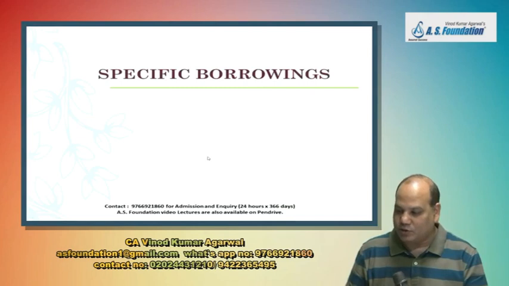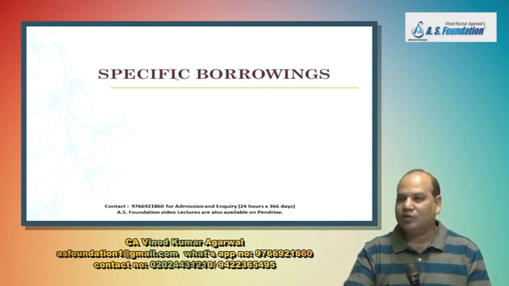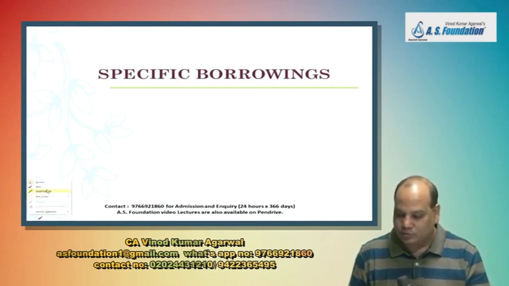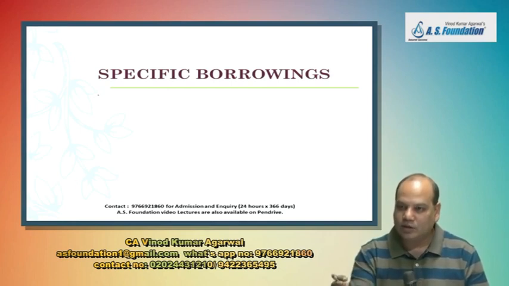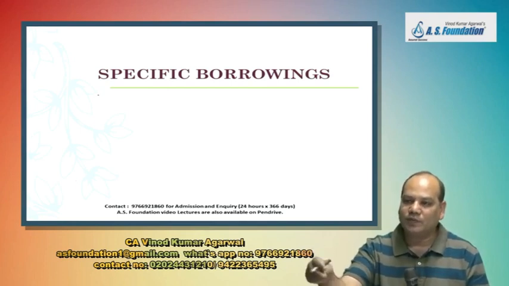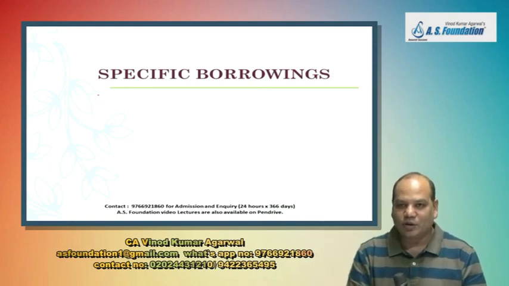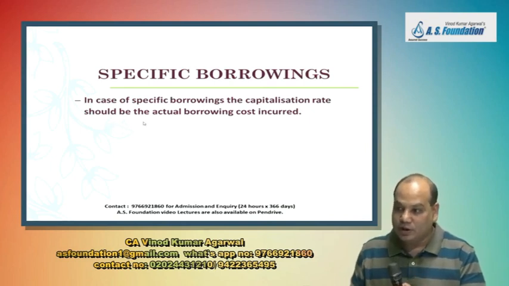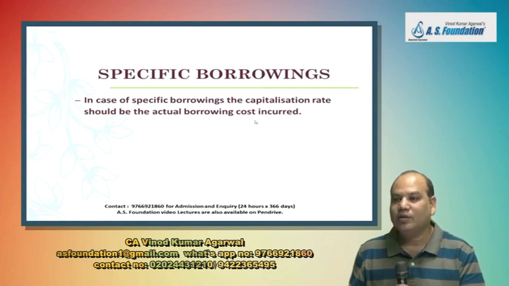Once you find that it is specific borrowing, then your task is actually very easy. In specific borrowing, you calculate the borrowing cost and capitalize it over that specific asset. How will you calculate? Use the effective interest rate method that we have learned. Don't forget that. So in case of specific borrowing, the capitalization rate should be the actual borrowing cost incurred using the effective interest rate method.